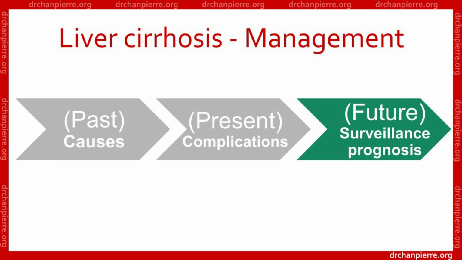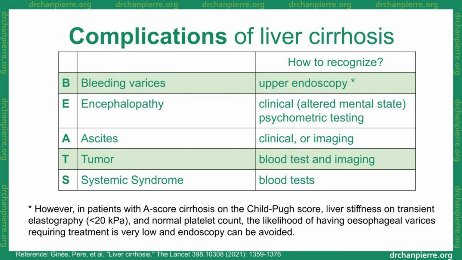Then I will talk about surveillance and prognosis. Thinking about the future, we carry out surveillance for liver cancer and esophageal varices to determine the prognosis and assess suitability for liver transplantation. Patients with cirrhosis are advised to undergo endoscopic surveillance for varices to identify candidates for primary prophylaxis against variceal bleeding. In patients with cirrhosis, surveillance for liver cancer is recommended every 6 months through ultrasonography.